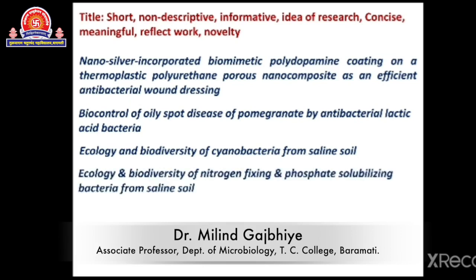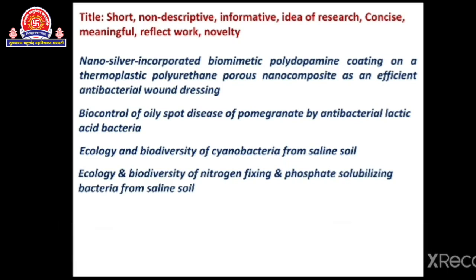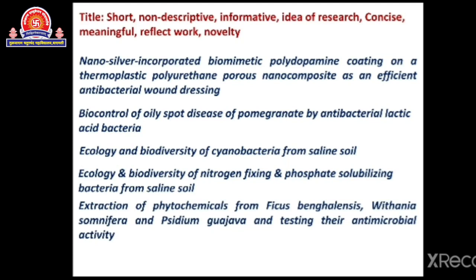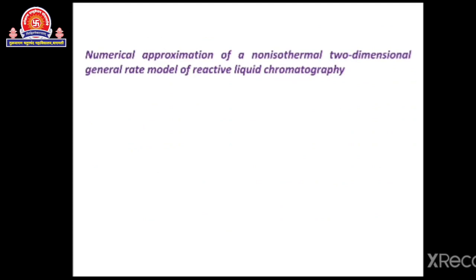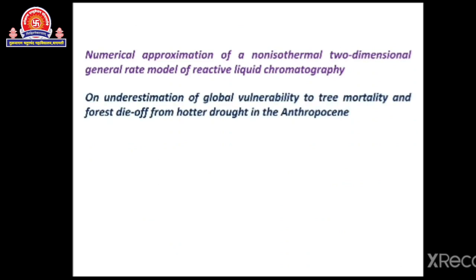Another example is ecology and biodiversity of nitrogen fixing and phosphate solubilizing bacteria from saline soil, extraction of polychemicals. So the last three titles are not that significant, I think, according to me. It should not be very lengthy, of course. Then numerical approximation of non-isothermal two-dimensional general rate model of reactive liquid chromatography. So this title gives an idea regarding the work that liquid chromatography has been employed for this particular preparation of two-dimensional general rate model.